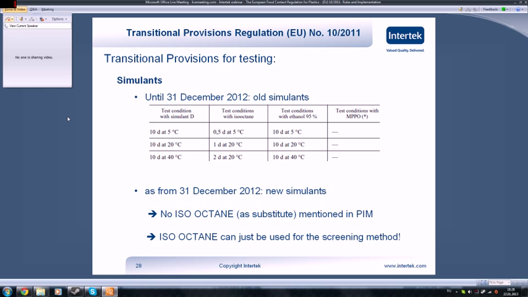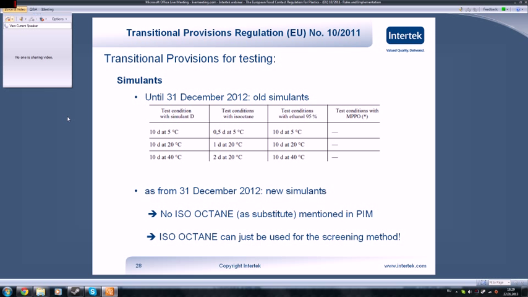And if you go in the old simulant directives, there is a table which gives you conditions for substitute testing. And the conditions for substitute testing can deviate from solvent to solvent. If you use isooctane, which is a very strong solvent, you need to test at lower temperature and less time. So for 10 days, 40 degrees with isooctane, you could test 2 days at 20 degrees. And for the alcohol, it's as well 10 days, 40 degrees. So this shows why it was very convenient to take isooctane.